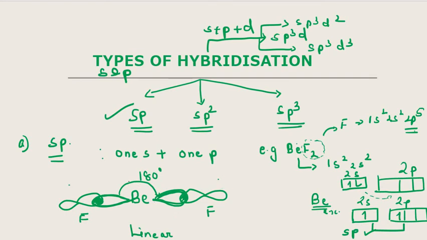Again, based on VSEPR, we can predict the shape. We can say minimum repulsion, maximum distance. Thus, it is a linear shape. It acquires a linear shape with a bond angle of what? A bond angle of 180 degrees.